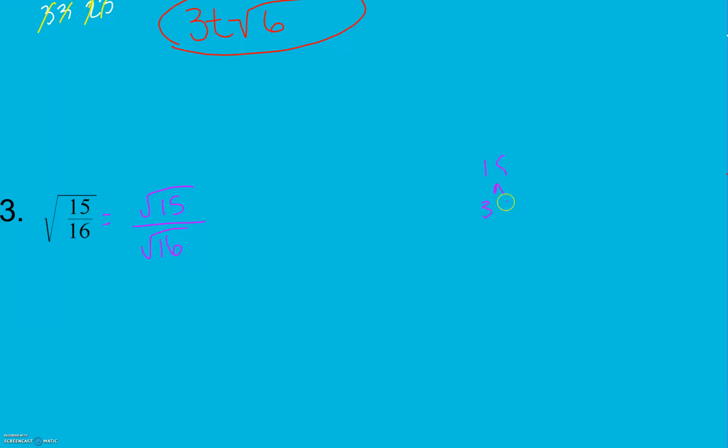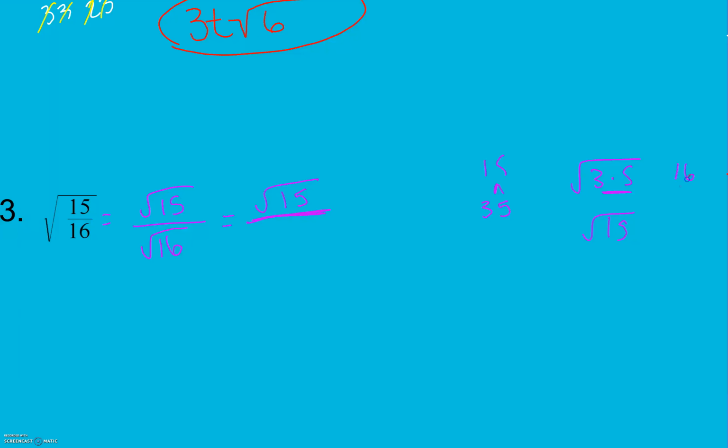15, I can break into 3 and 5. So I have 3 times 5 inside my square root. I have nothing that can come out as a pair, so I keep my 3 and 5 inside, multiply them together, and I just keep the square root of 15. There's no perfect squares I can take out of there, no groups that come out.